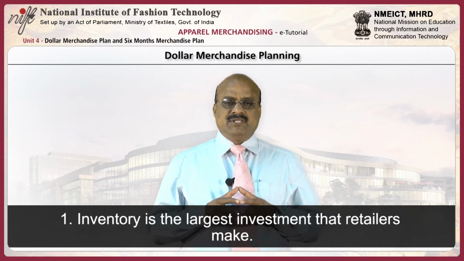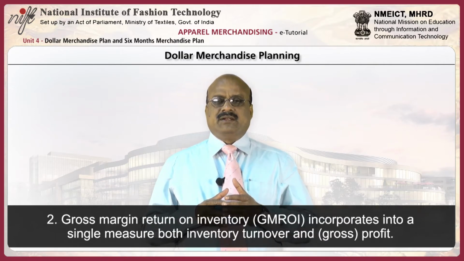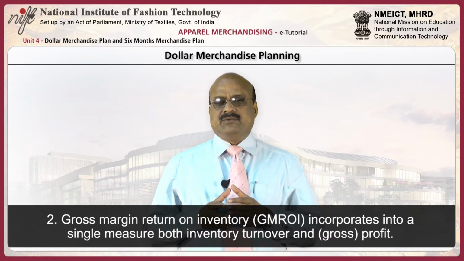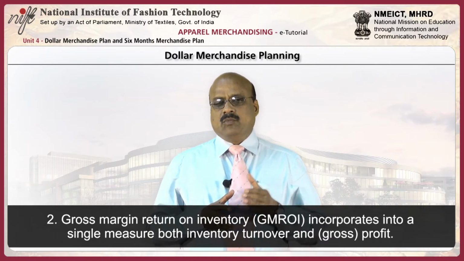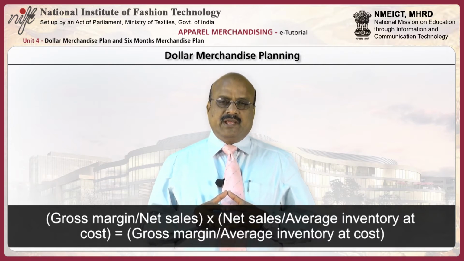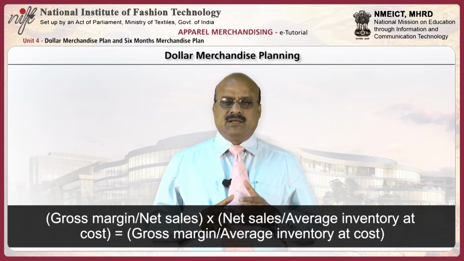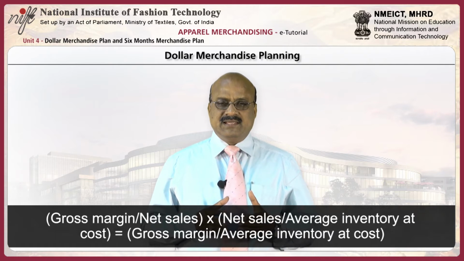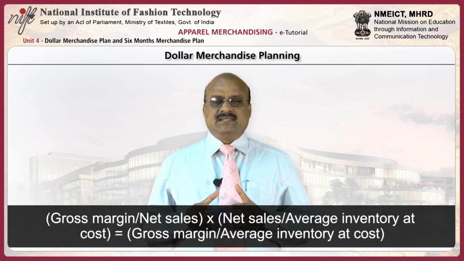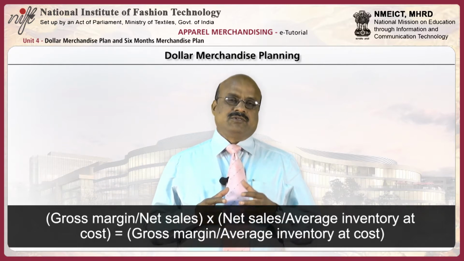Inventory is a major investment that retailers make. Gross margin return on inventory, GMROI, incorporates into a single measure both inventory turnover and gross profit. Its formula is gross margin upon net sales multiplied by net sales upon average inventory at cost, that is equal to gross margin upon average inventory at cost.